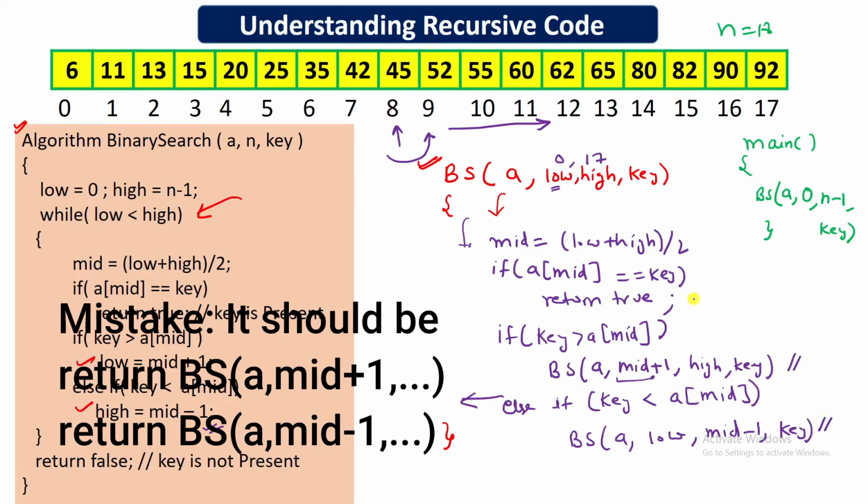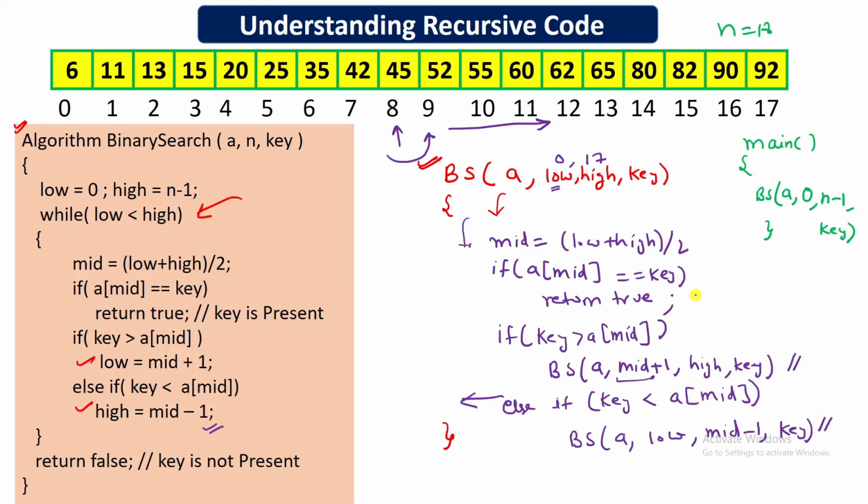And what is the base condition or the stopping condition? One thing is whether we have found the element. If we have found the element, we will return, so this can stop our binary search recursive code. And what if our element is not present? If we write this code and search for an element which is not present, then this can go into infinite recursion.